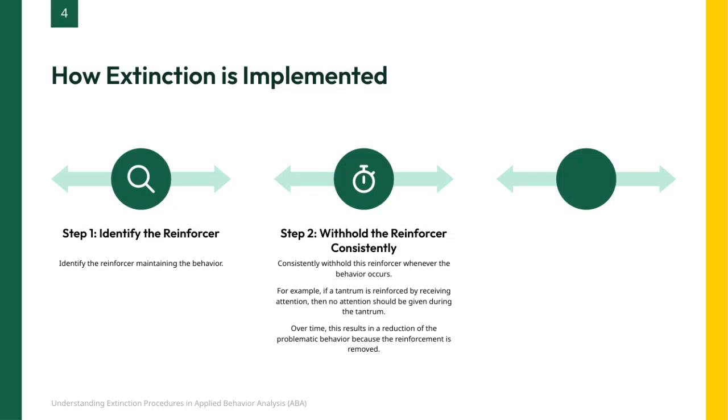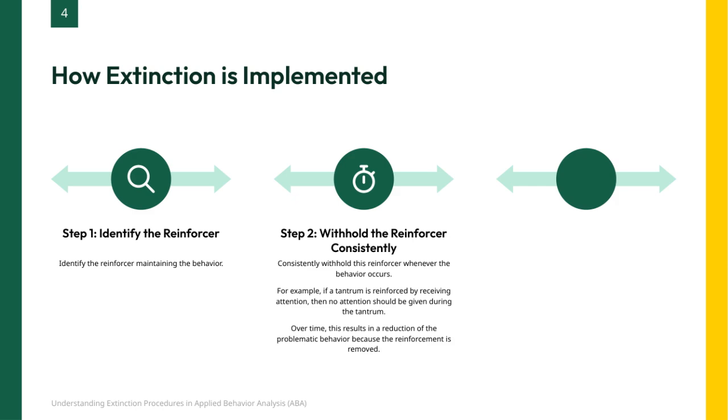First, we start by identifying a reinforcer that is maintaining the behavior. This means understanding what is actually encouraging or rewarding the behavior to continue. Without knowing the specific reinforcer, the extinction process can't be effective. Next, we consistently withhold that reinforcer every time the behavior happens.